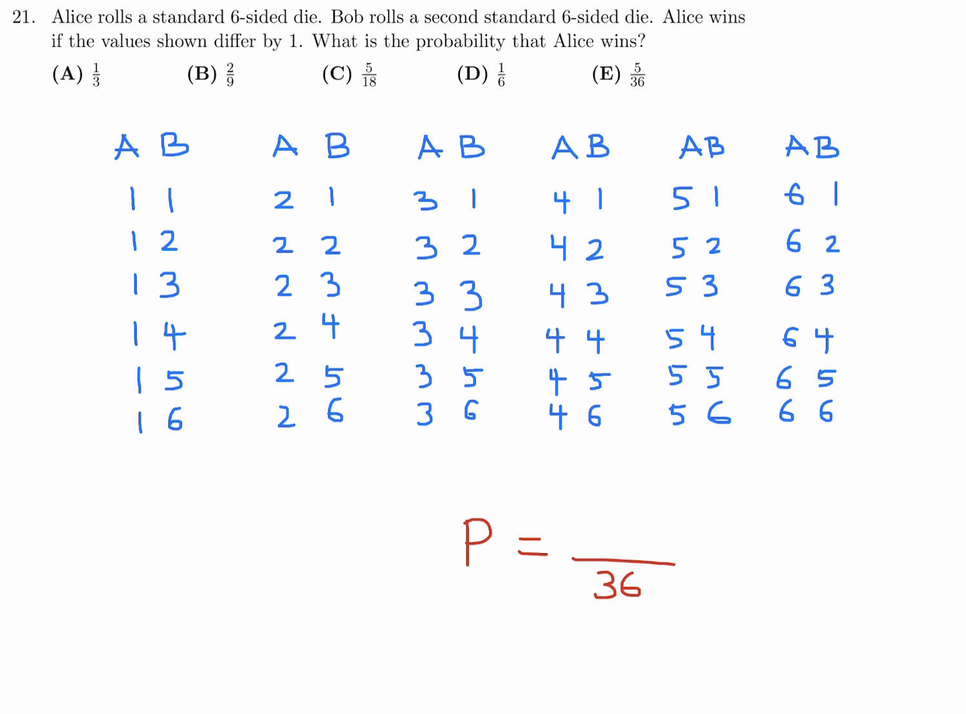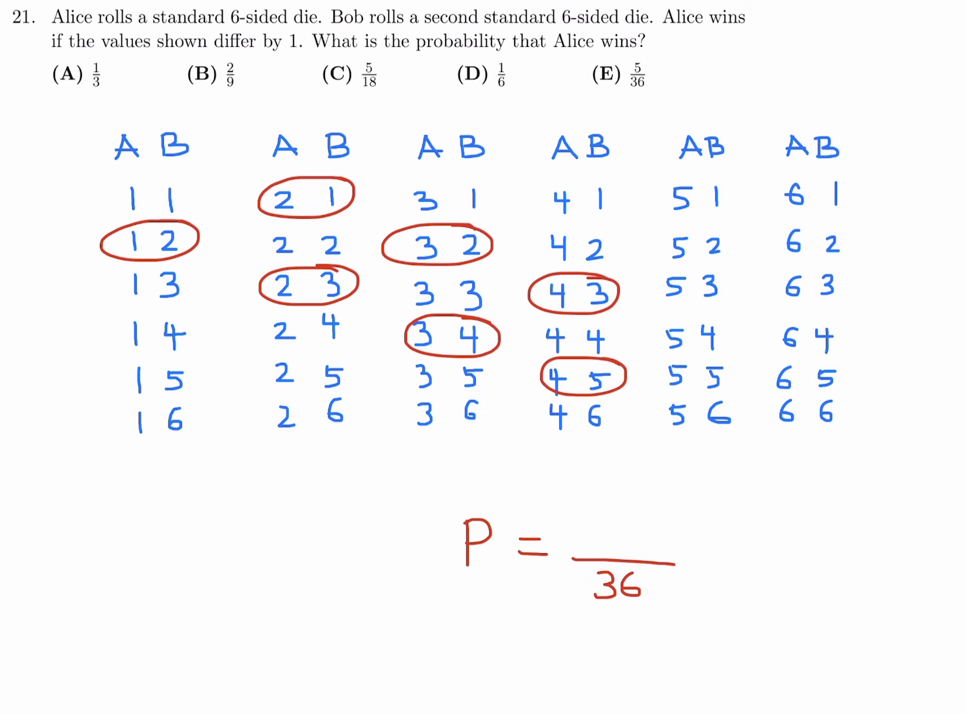Now our specific condition is that the values have to differ by 1, only 1. Okay, let's circle those. Here's one scenario. The values differ by 1. This one, this one, this one, and 3, 4. 4, 3, and 4, 5. 5, 4, and 5, 6. And finally 6, 5.